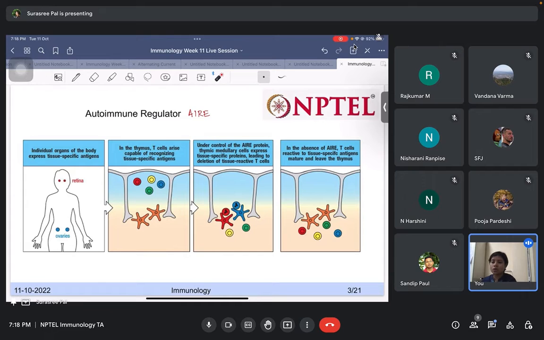And also what is observed in the absence of AIRE, which was observed in mice, is that the T cells which are reactive to tissue specific antigens mature and leave the thymus, and of course they can cause these autoimmune diseases, right? So is that clear, the role of AIRE so far? Any questions?